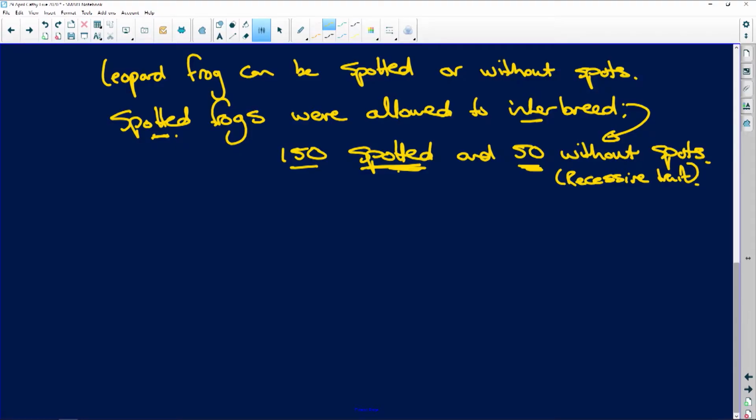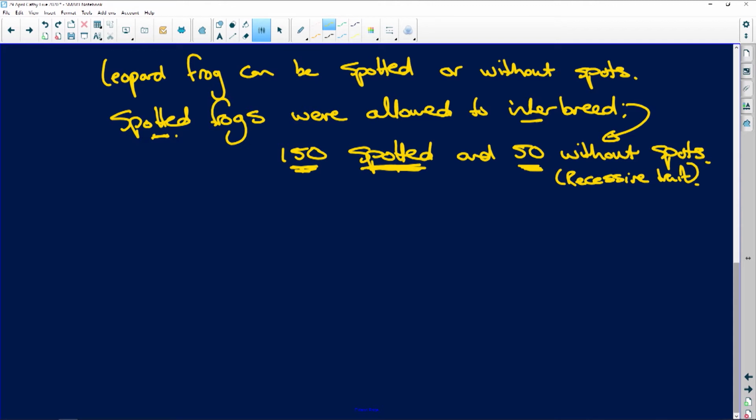So it says which phenotype is dominant. So which phenotype here would be dominant? It's going to be the spotted phenotype. It has to be. Why? Because when you breed these parents, you end up with a whole lot that are spotted and only a small portion that are not spotted.